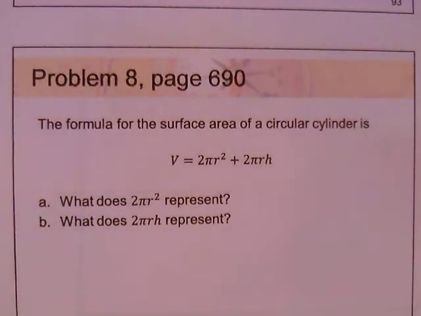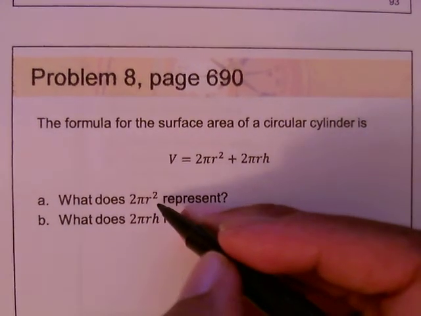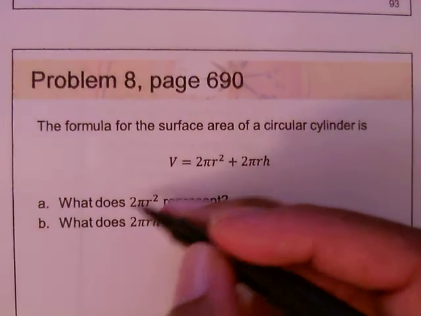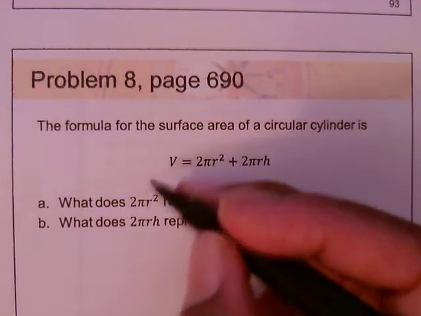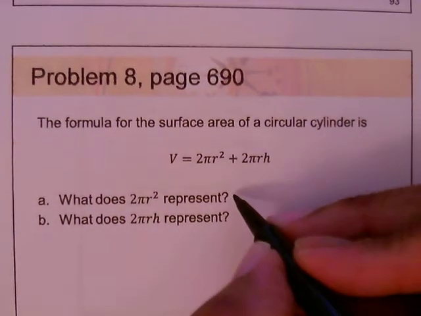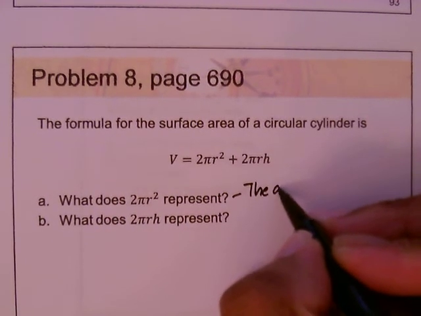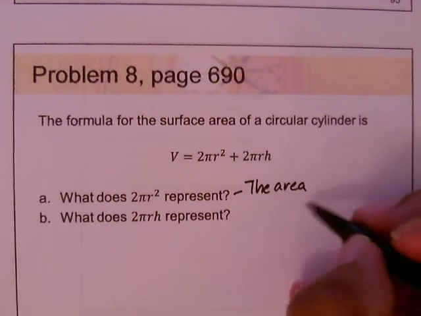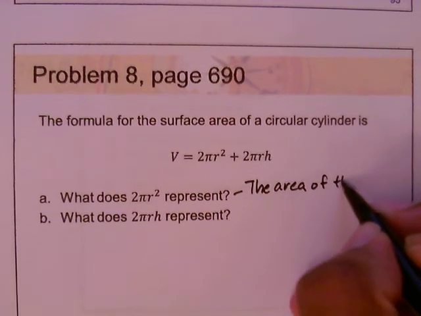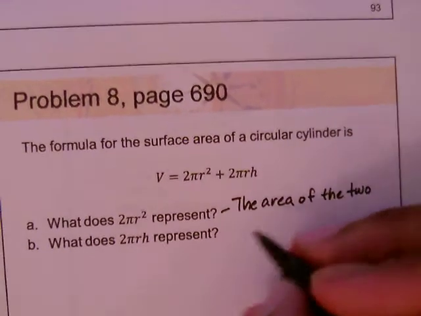The formula for the surface area of a circular cylinder is this. B is equal to 2 pi r squared plus 2 pi rh. So what does 2 pi r squared represent? This is part A. I know pi r squared is the area of the circle, so if we've got 2 pi r squared, that means we're looking at the area of 2 circles. So here, those are the area of the bases. So 2 pi r squared represents the area of the 2 bases of the cylinder.